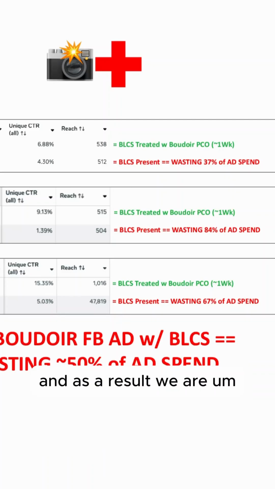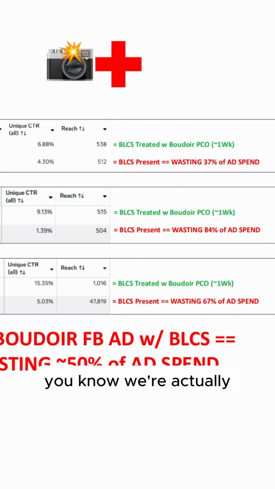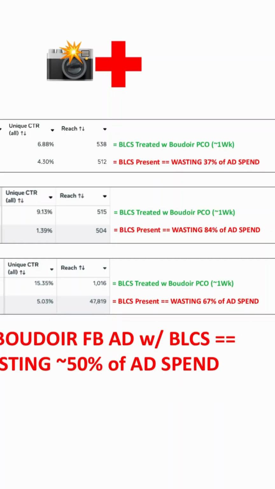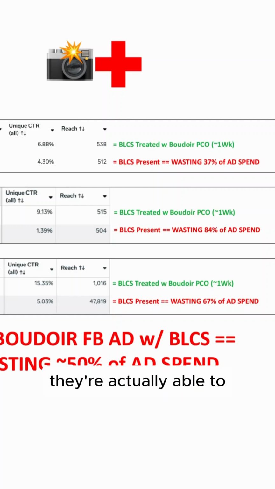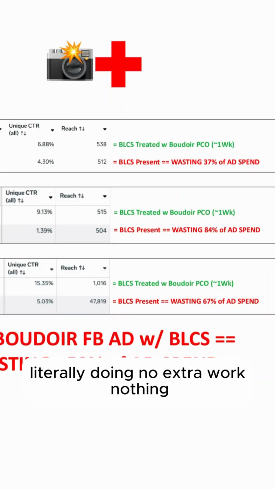And as a result, they're actually able to keep that $8,400 a month, which is like 100 grand over the next 12 months, literally doing no extra work, nothing.